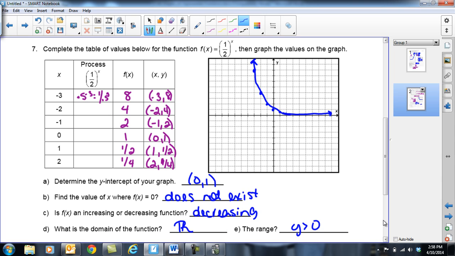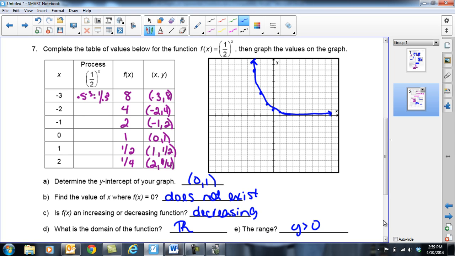So here I have my table filled in. I just used my calculator like before. I typed in 0.5 to the power of x, and then I just filled in my table, and all those fractions were easy to use. And so there it is. I plotted my points, made a graph, and you should see this time the graph is decreasing because from left to right it starts big and then gets smaller.